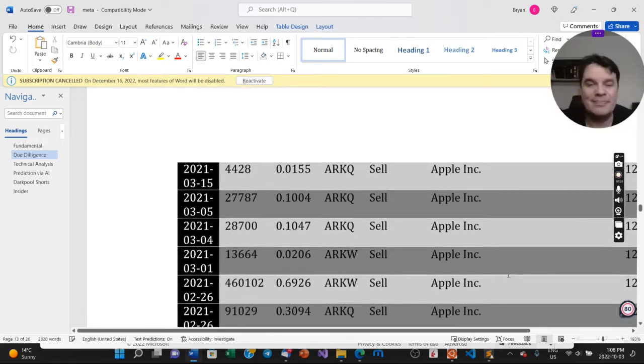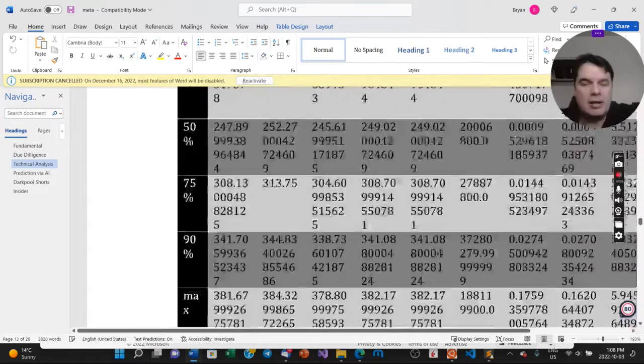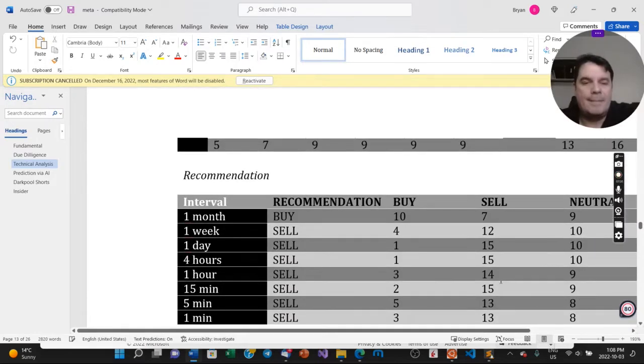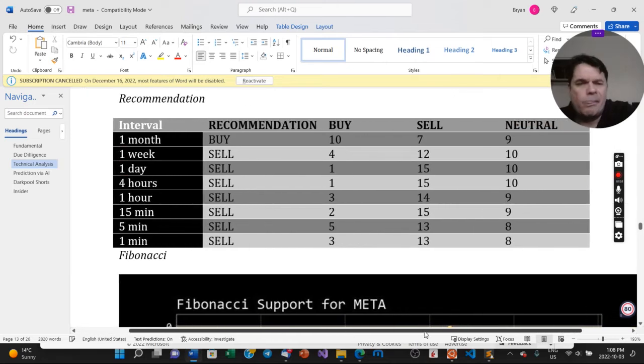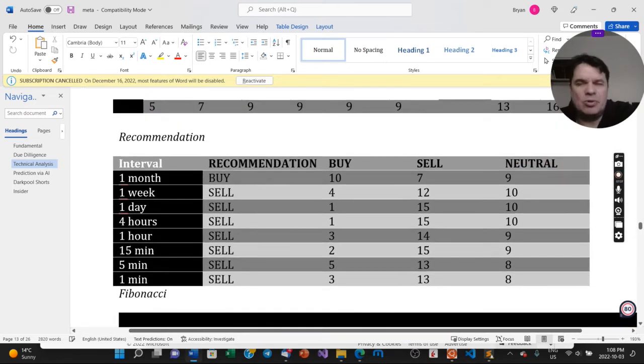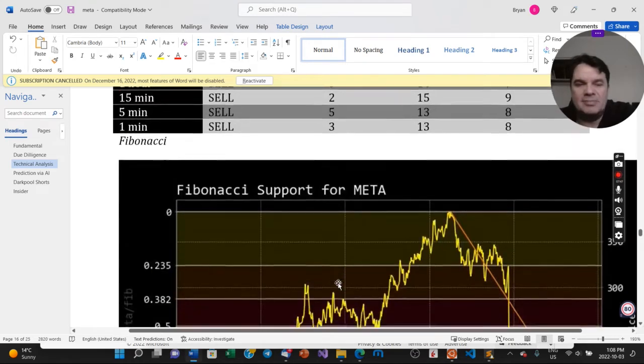Okay, so we've got the sales here of ARK. Now this is another important one, the recommendations. I'm not sure if this is Facebook, but you get the idea of 1 month, 1 week, 1 day on all the sell recommendations. So very few people like Facebook.